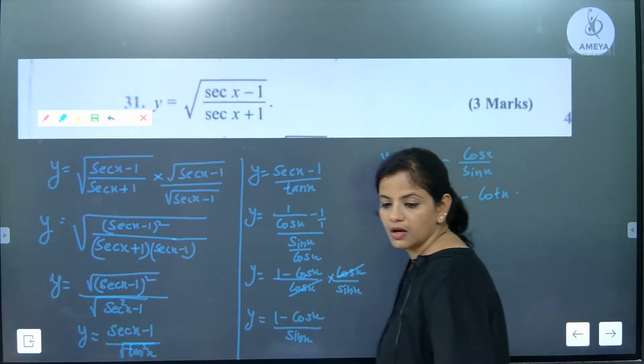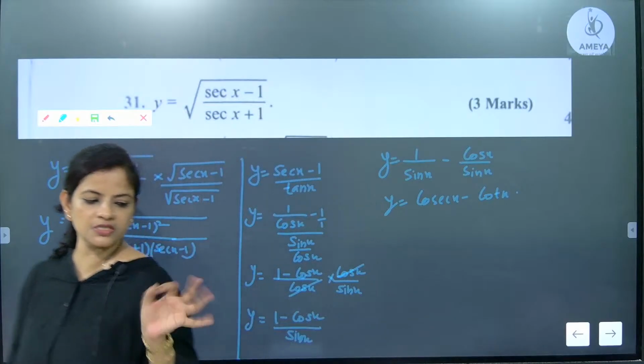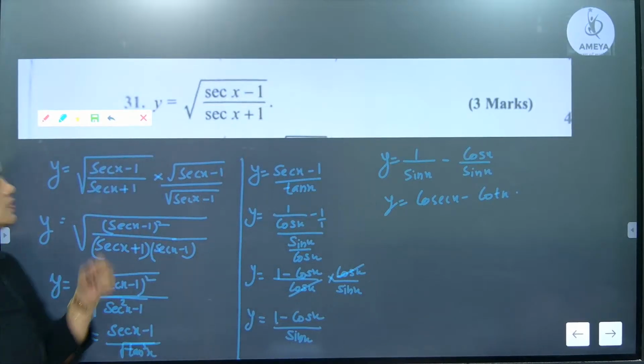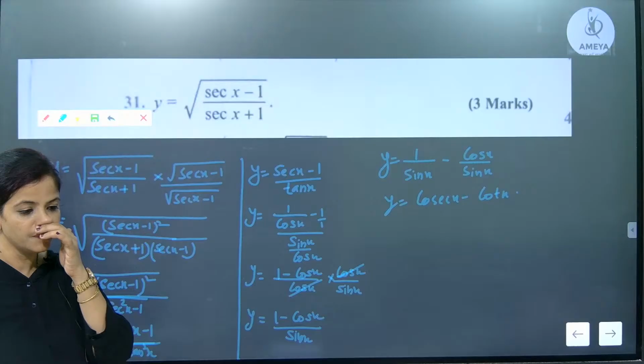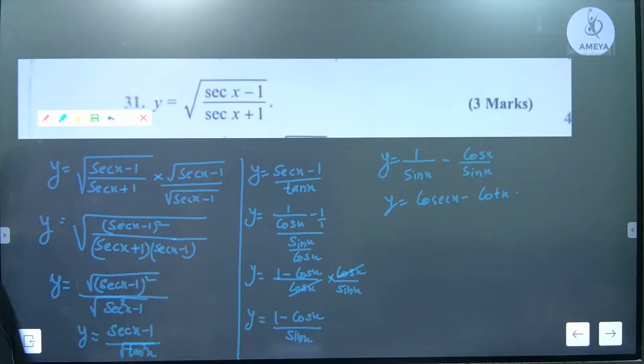Come on. Why did we get it so easily? Because we just got that point. Y is equal to cosecant x minus cot x we got. Now, since y is equal to cosecant x minus cot x, we only need differentiation. Can you do it? What is the differentiation of cosecant x?